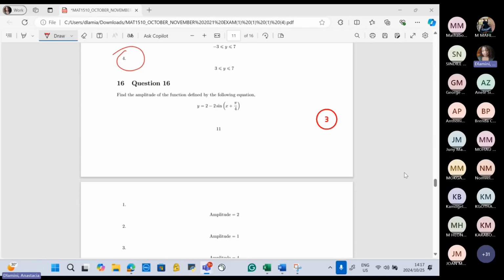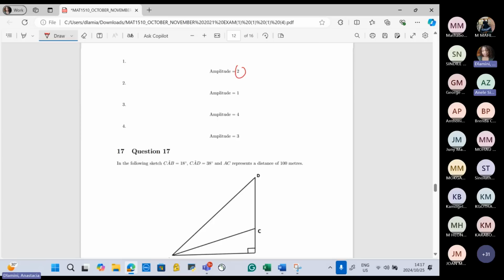So now they say find the amplitude of the function defined by this. By just looking at it, even if you're not writing it in the standard form, what is the amplitude? 2. Well done. So the amplitude is 2. Remember we said when we write amplitude, we write it like this: amplitude is equal to the absolute value of whatever number is in front. In this case it is -2, which is equal to 2.